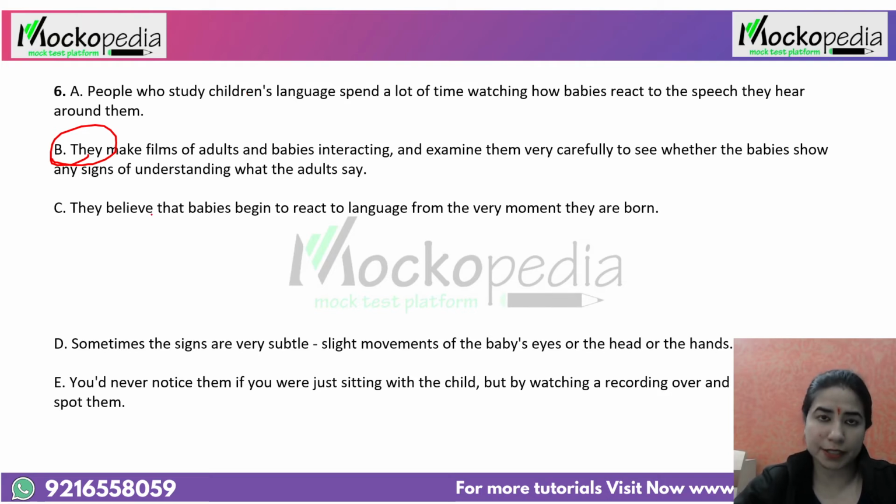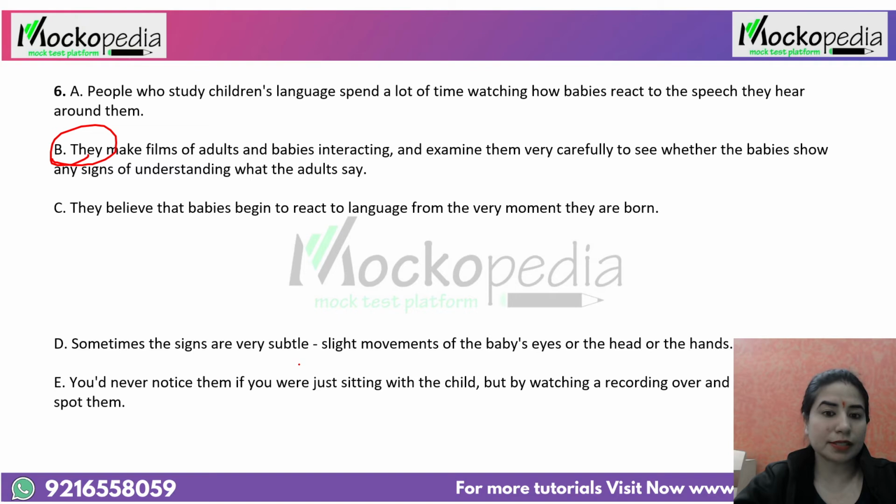Let's read the entire statement before we jump to the conclusion. They make films of adults and babies interacting and examine them very carefully to see whether the babies show any signs of understanding what the adults say. So they are recording and then starting with. Okay. They believe that babies begin to react to language from the very moment they are born. So it's how they are interacting, it's how they're responding. Okay. Let's further see how the discussion progresses.